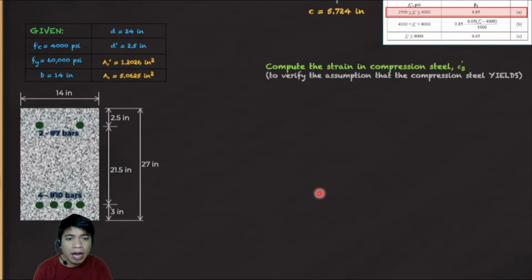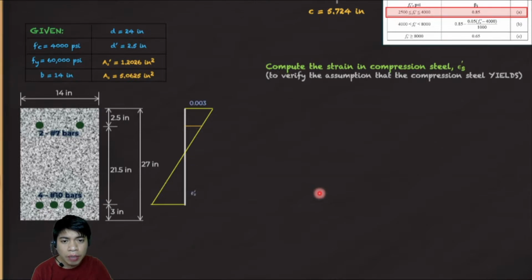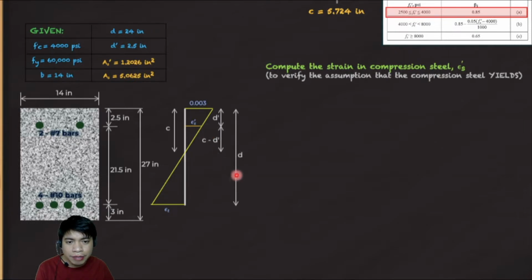Okay, so gumawa tayo ng strain diagram. So ito na nga yung strain diagram. Yung ating strain sa concrete is 0.003. And ito, ang tawag natin dito is the compression steel strain, yan yung ating i-compute ngayon. Tapos ito is the tension strain. Ilagay na lang din natin yung ating mga dimensions. Ito yung ating effective depth guys mula sa extreme compression fiber papunta sa centroid ng ating mga tension bars. Ito is c, tapos ito is d prime. So this one will be c minus d prime.